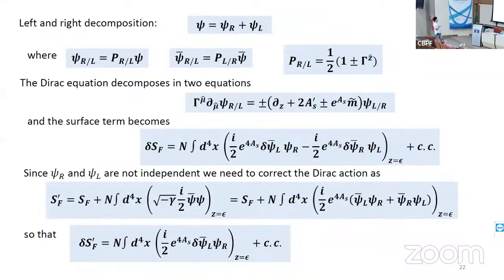And it turns out that the boundary term has to be corrected, right? And you can see that when you decompose this spinor into right and left sectors, then you will find that the right and left sectors are coupled, and it means that this surface term is not correct. It has to be corrected because these two terms cannot be independently fixed. So you need to add this correction so that you end up with a correct variational principle. So if you do that, you can actually fix one of the sources, and we choose to fix the left sector.